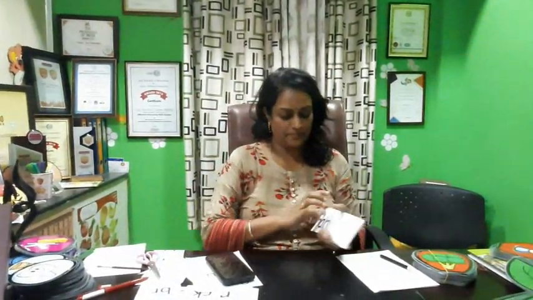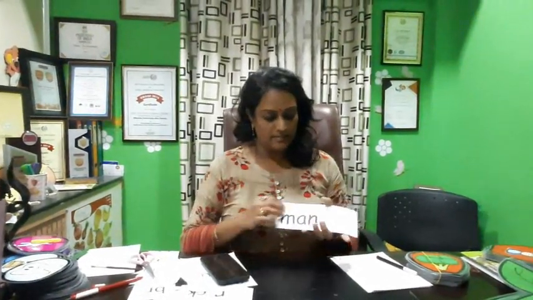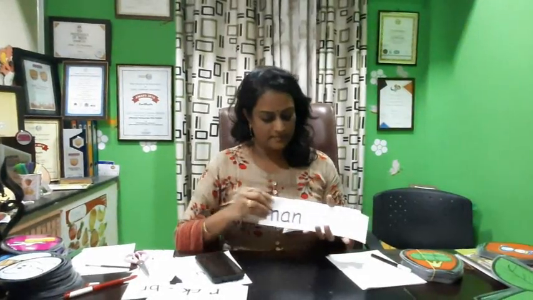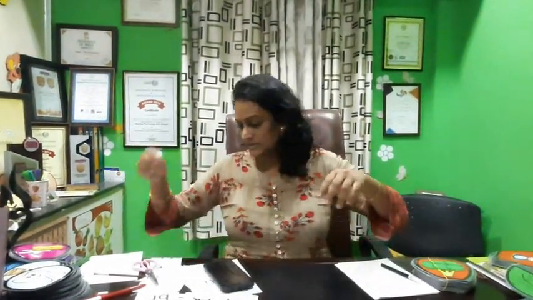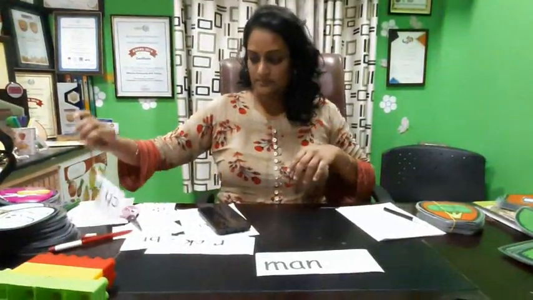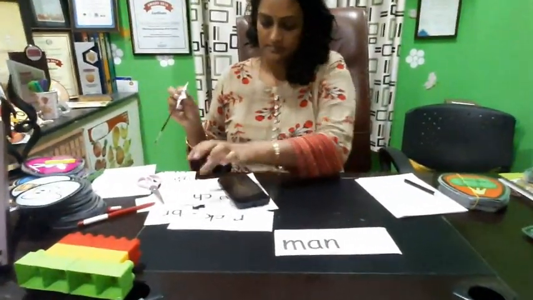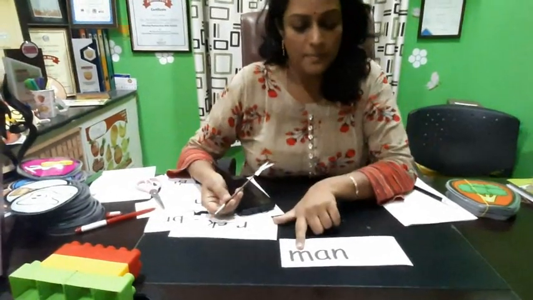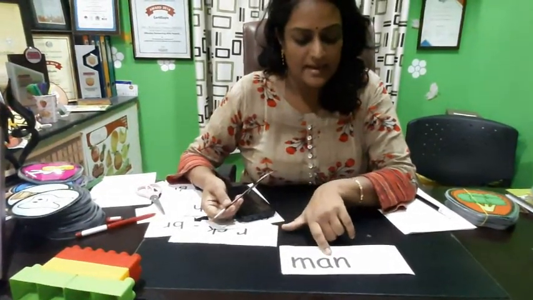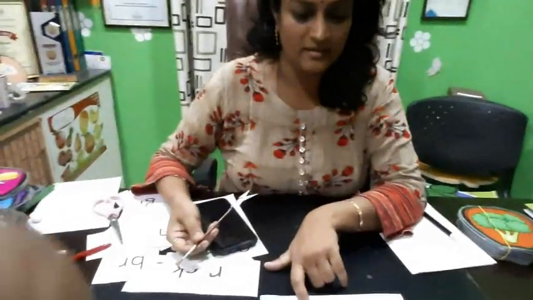So I always like to introduce the 4-letter words with the magic E. Now the children are already able to read this as man, hat, cap, etc. Now let's see what happens. Focus here. Okay. Now, man. Okay, A says ah here.